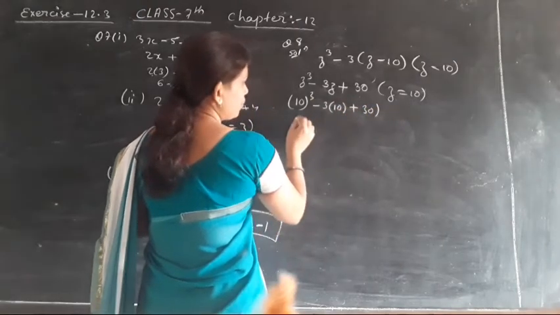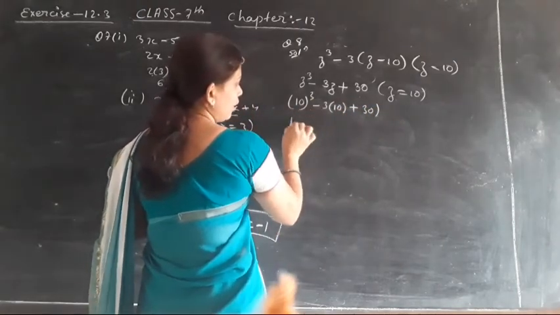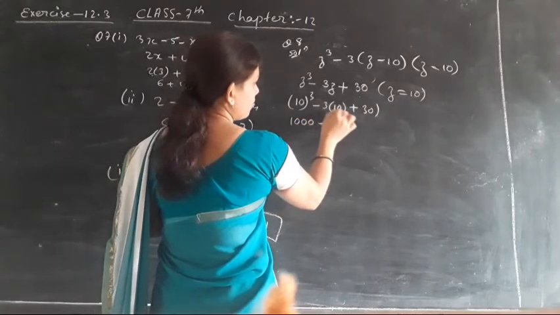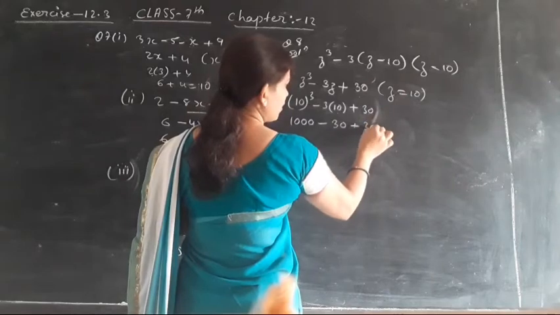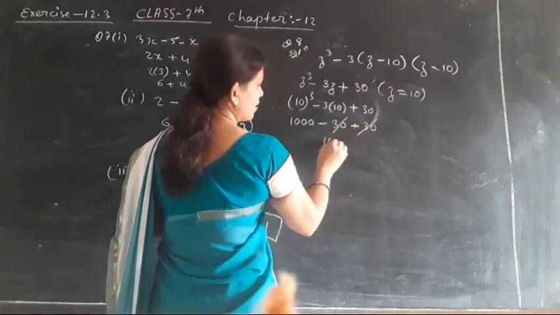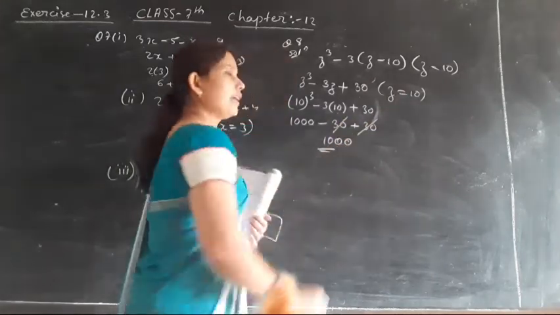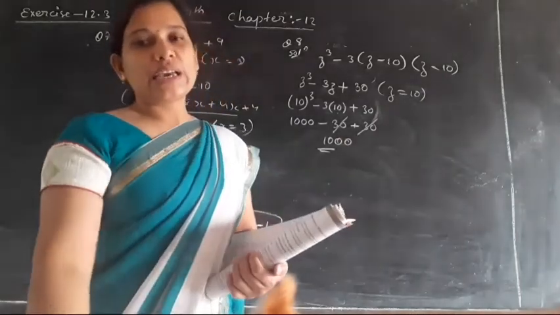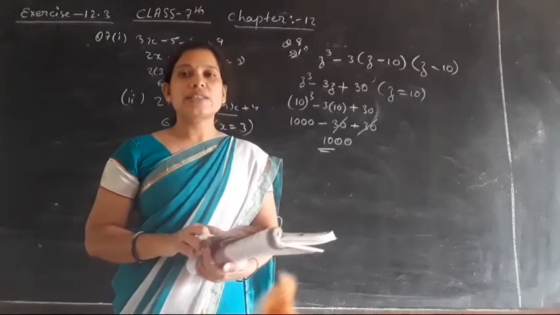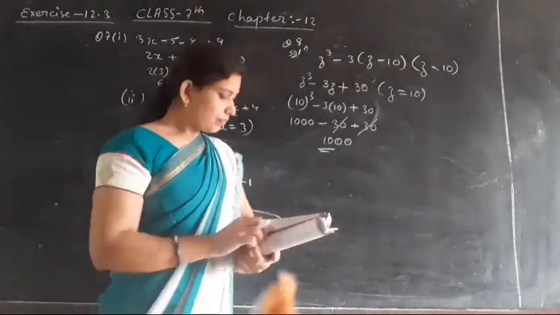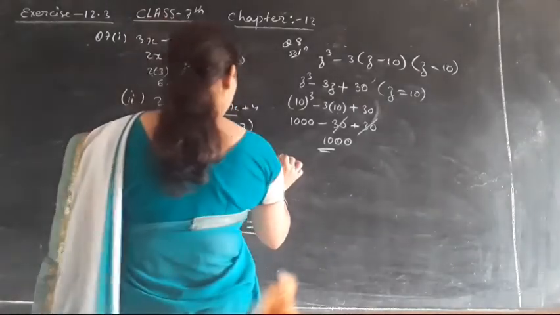Okay, we have substituted. So 10 into 10 into 10 will be 1000 minus 30. Okay, here it will be plus 30. So minus 30 plus 30 will get cancelled. What is the required answer you will get? The required answer you will get as 1000. Clear to everyone? Now, moving toward the second part of question number 8.